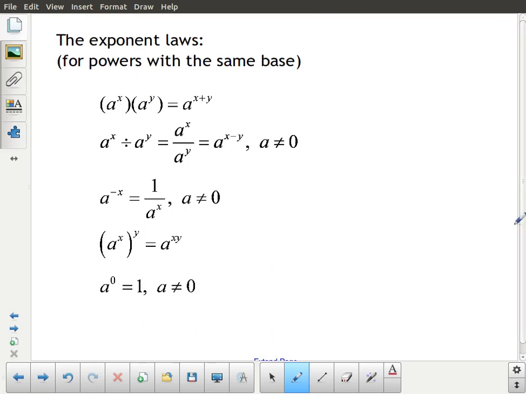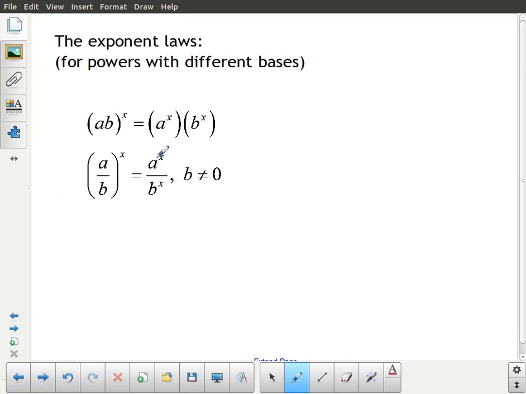So just a summary. Here are the exponent laws that we went through when we have the same base, or a couple of generic exponent laws where there's only one base with a couple of things happening. And then here is a summary of the exponent laws when you have different bases. So when you have powers that involve different bases, different numbers, that sort of thing.